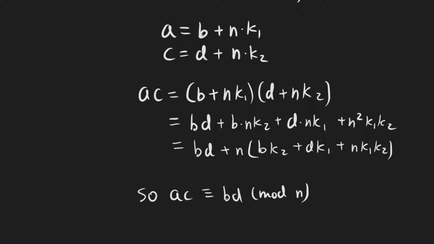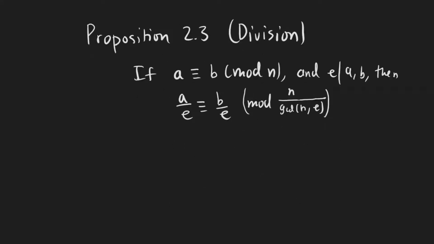And then you can expand this, and once you combine these terms and factor it, you get BD plus n times the quantity B k2 plus D k1 plus n k1 k2. And since you have an integer here times n plus BD equals AC, that tells us that AC is congruent to BD mod n. And we proved what we want to show. Let's look at one final proposition.